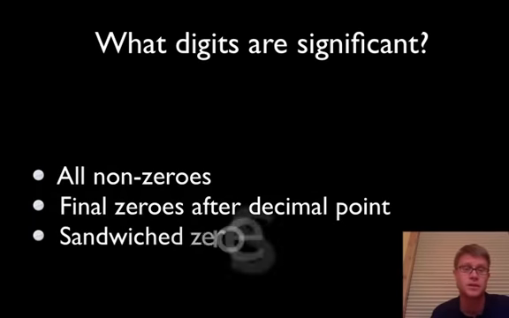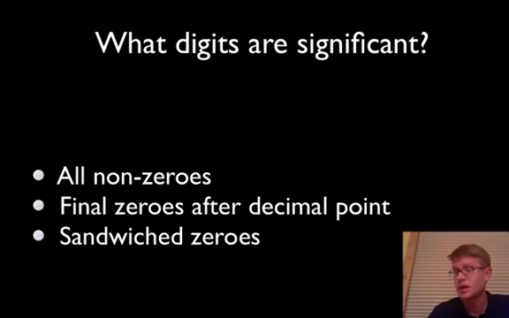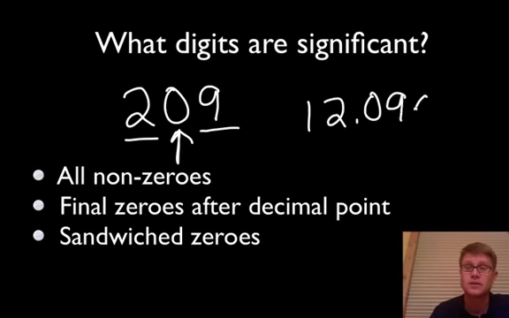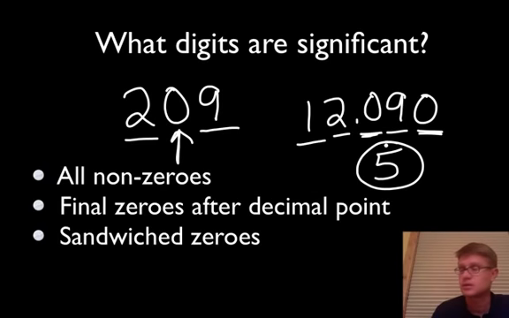Okay, what else is significant? I like to refer to these next ones as sandwiched zeros. Let's say we have 209. Well, the 2 is significant, the 9 is significant because they're not zeros, but this 0 is sandwiched between the 2 and the 9, so it's also significant. And you could have, for example, 12.090. Let's apply all our rules. How many do we have now? Well, these are all significant. This 0 is sandwiched between the 2 and the 9, so it's significant. And this one is a final 0 after the decimal place. So this right here would have 5 significant digits.